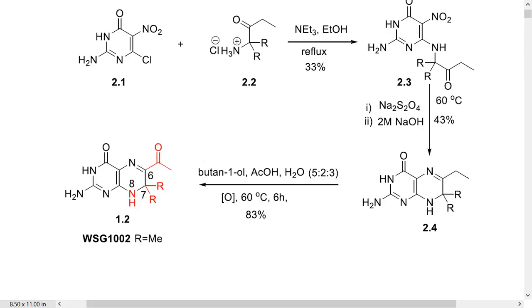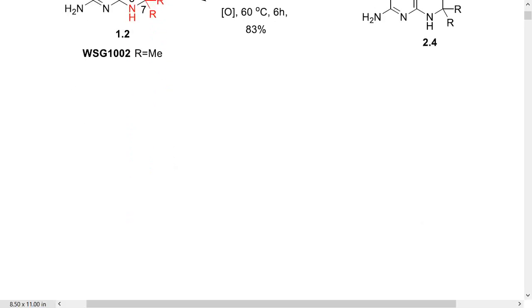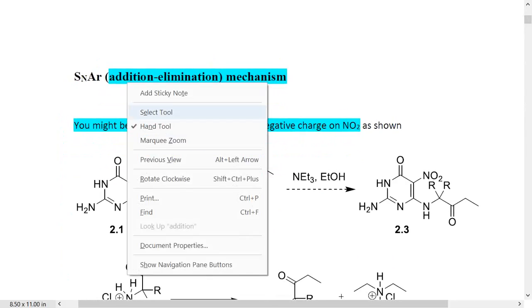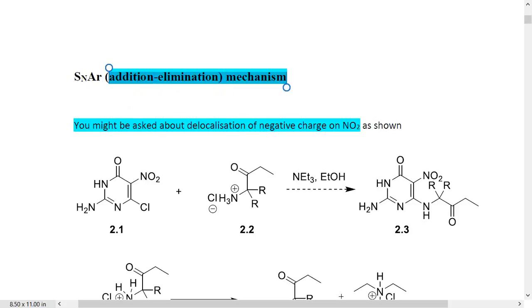Now I do have another set of conditions here. This is butanol, acetic acid, water, 3 solvents: butanol, an alcohol, acetic acid, and water, 5 to 3. Oxygen, 60 degrees centigrade, 6 hours, and this is the yield. What we got was just a carbonyl here, and this is a methyl group we have used here. So we can talk about this being an SN aromatic addition-elimination mechanism. What kind of mechanism is this one? This is an SN aromatic mechanism.